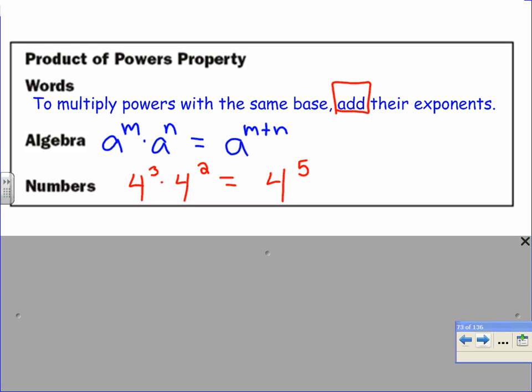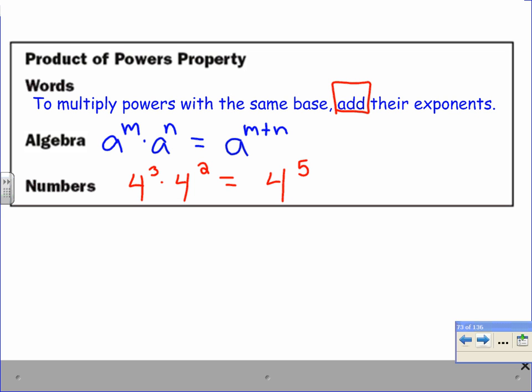Using numbers, let's say we have 4 to the third times 4 to the second. Rewrite the base, add the exponents. 3 plus 2 is 5. After you write that, I'll show you why that works. Yeah, don't do that. Mary. I'm going to show you. Hold on. I'm going to show you. Annalise, give me 1 second.